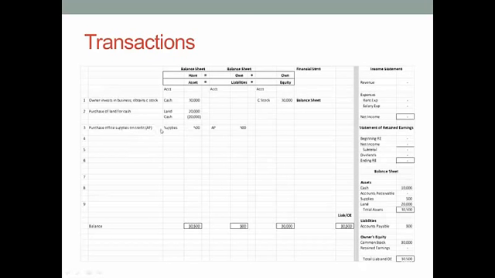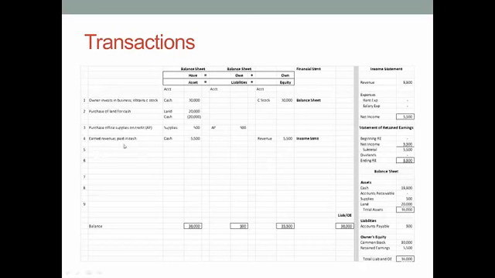Now we're assuming the supplies will benefit more than one period, so that $500 goes to supplies. And $500 went to accounts payable. So both sides of the accounting equation increased by $500.